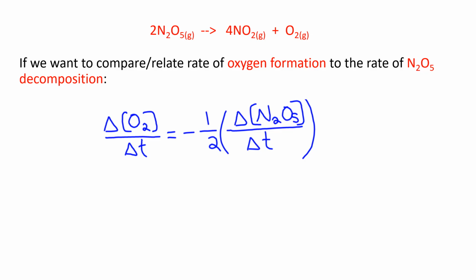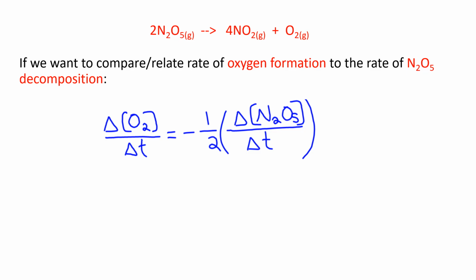Now the 1/2 is because for every one oxygen being formed, we actually have to consume 2 N2O5s, which means that N2O5 would be decreasing twice as fast as O2 is increasing. It would take 2 of these molecules to create 1 of these. And notice we could be talking about the NO2, we're just not. But just focusing on these two, that's the relationship. So that's why I multiplied the N2O5 change in concentration, not just by -1, but by negative 1/2. And that's going to allow these numbers to end up being equal to each other.